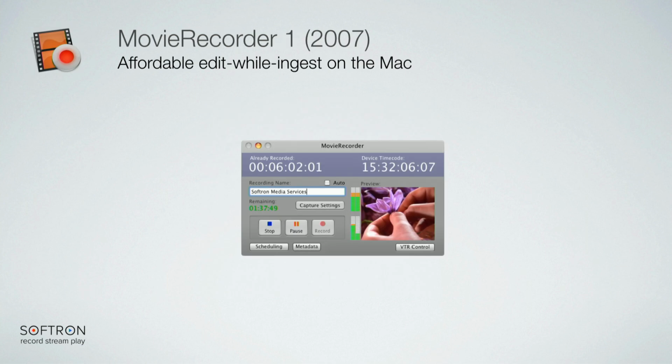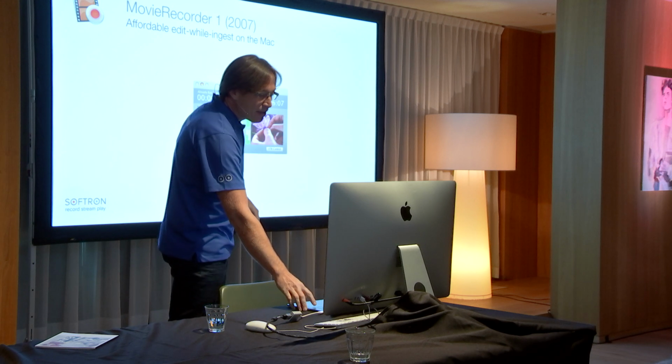I will go now and show you the first version of Movierecorder. So that was Movierecorder 1. It was running at the time on Xserve, and it was SD. So we were happy to do one SD signal on the Mac. And we had nice installations still with that.